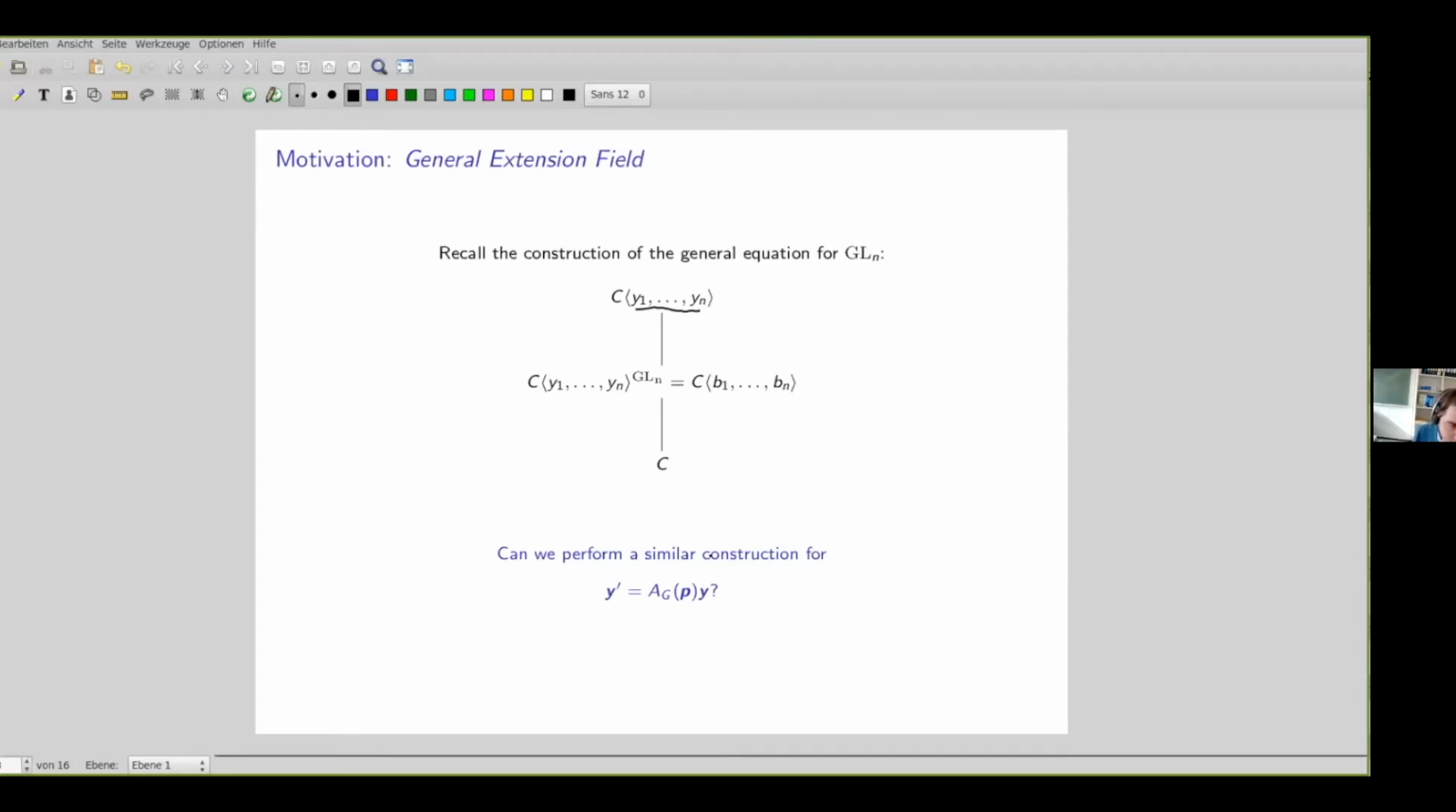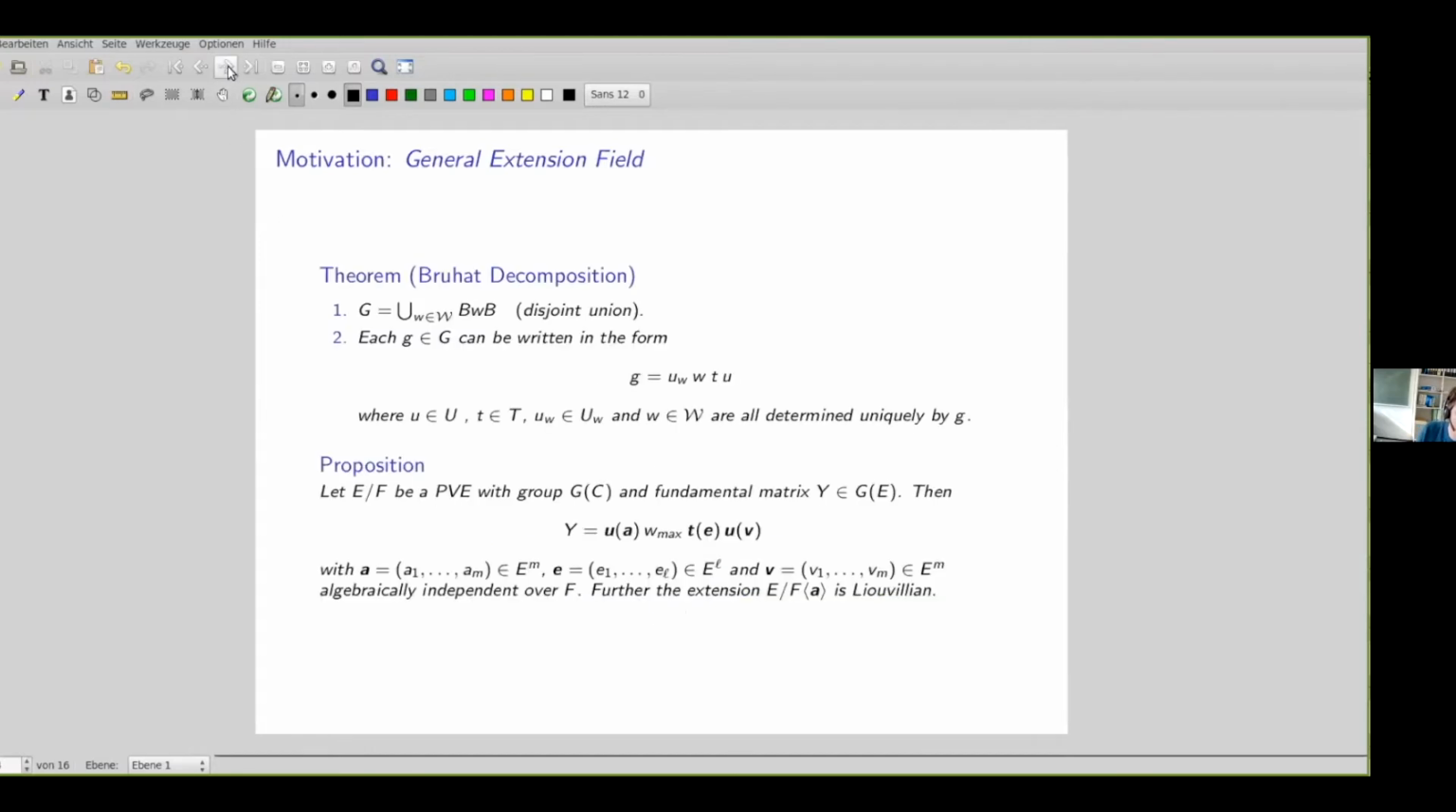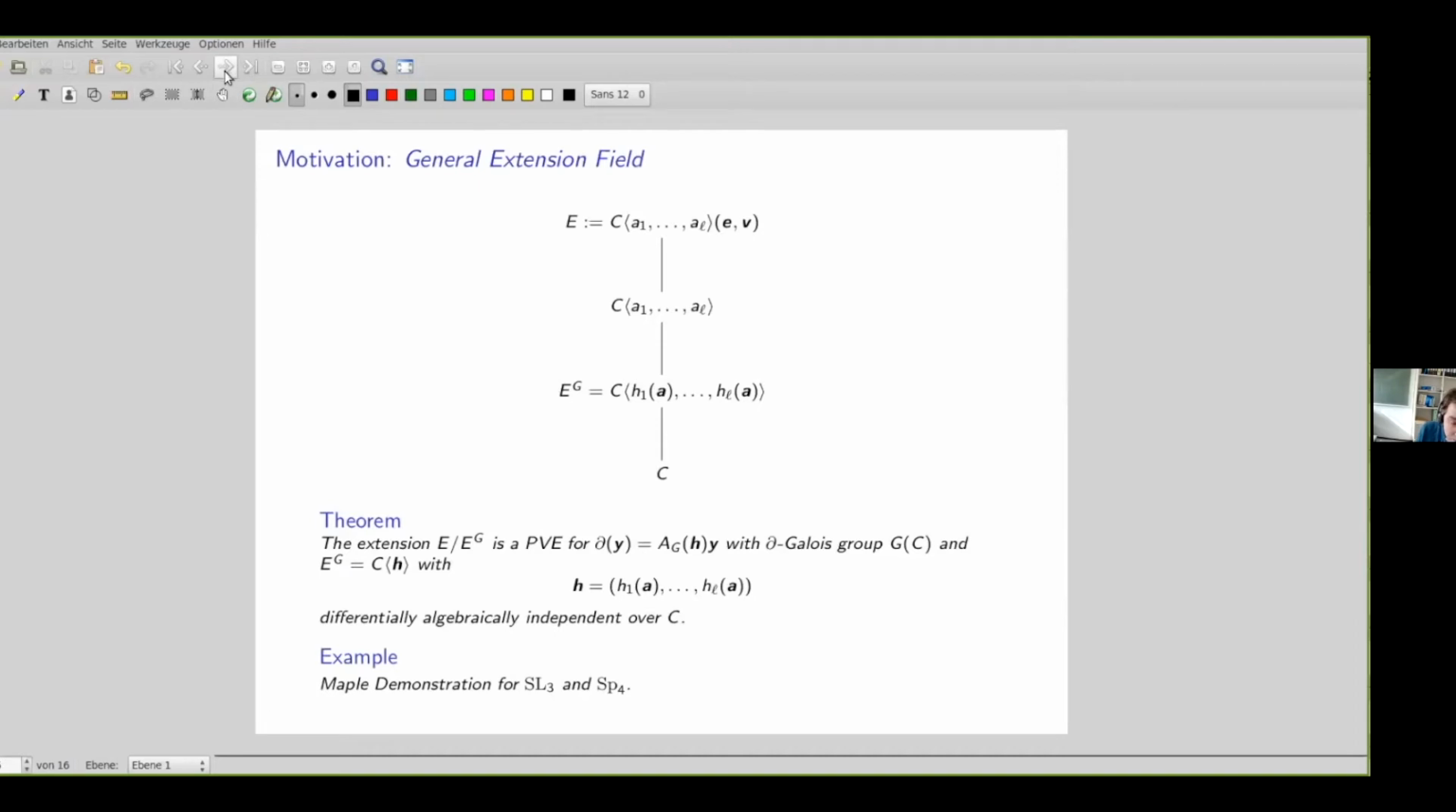So the question here then would be, can we do a similar construction for our equations of the theorem? Meaning, can we start with a general extension field? And in this case, the differential indeterminates P then will be differential polynomials in the indeterminates of the general extension field. So I don't want to talk about this right now. The answer is yes, you can do something like that. We can talk about this later in the second half, and I have prepared a Maple sheet where we can compute some examples for the special linear group and the symplectic group.